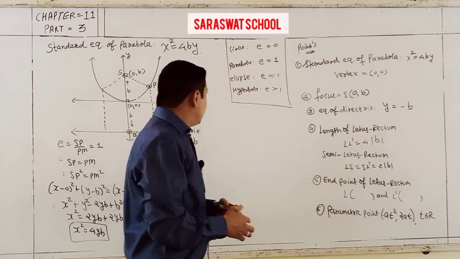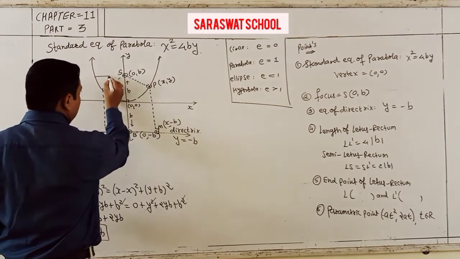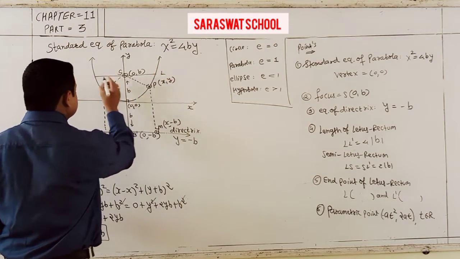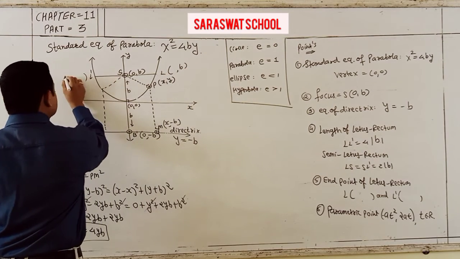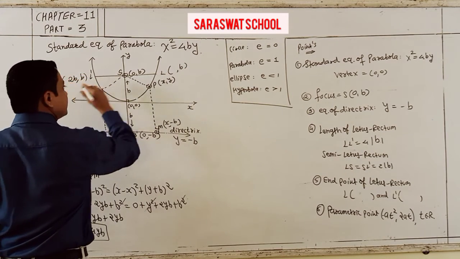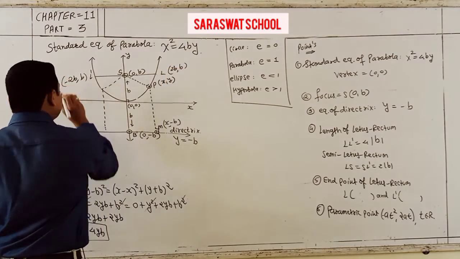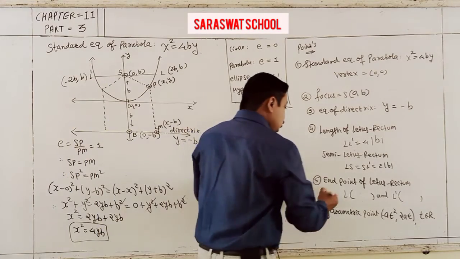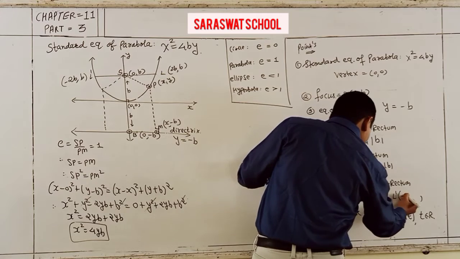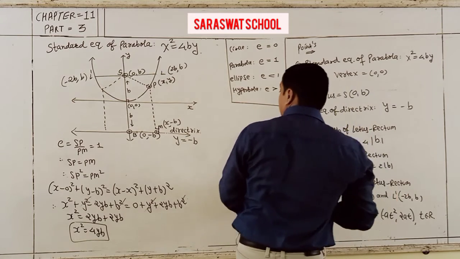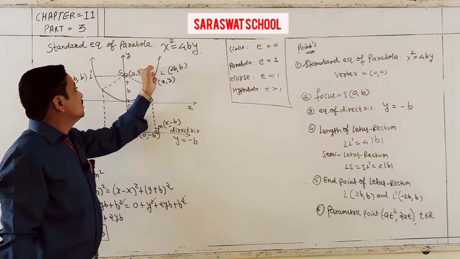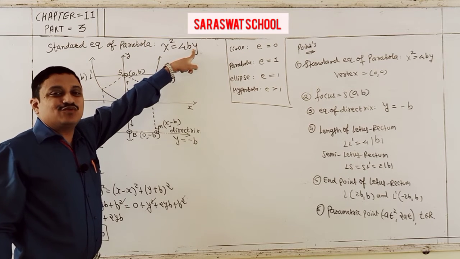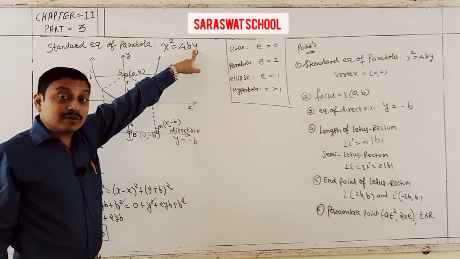You can just cover here, the end points of latus rectum, here passing through L dash. The y coordinate is the same b, here also b, but the x coordinate is twice b. Double that positive, here negative, means your points are (2b, b) and (-2b, b). Why 2b? You put it here, x coordinate in the equation, y coordinate b, x square is equal to 4b square, x is plus or minus 2b.